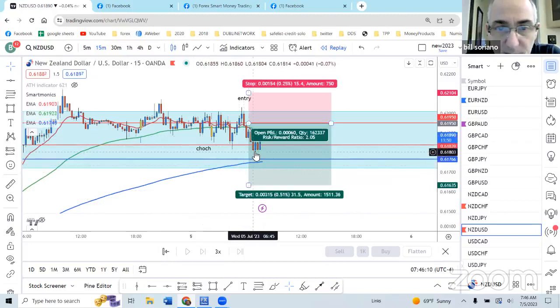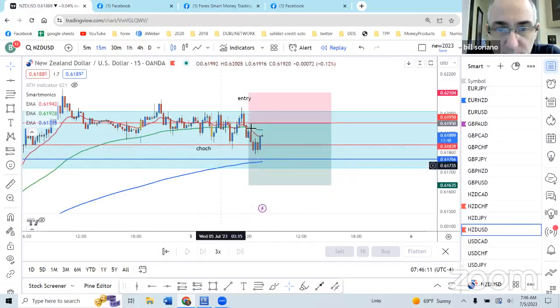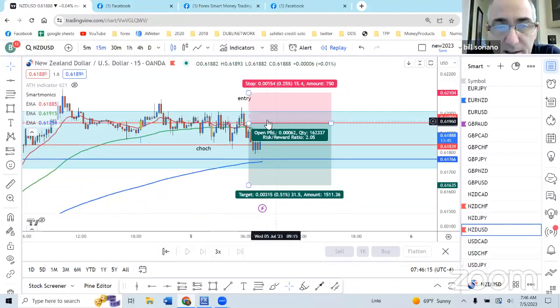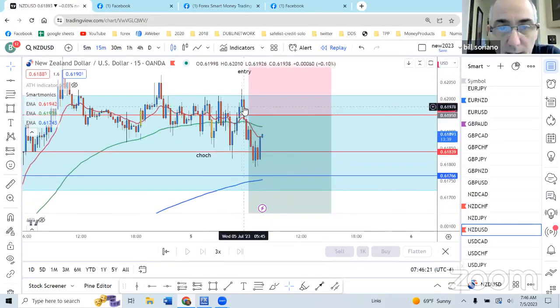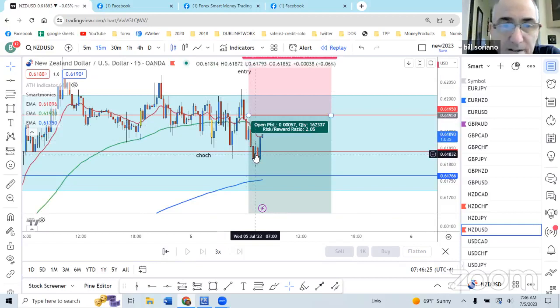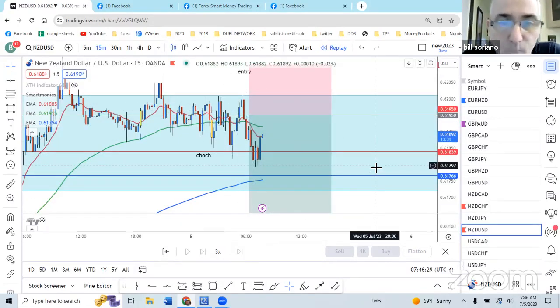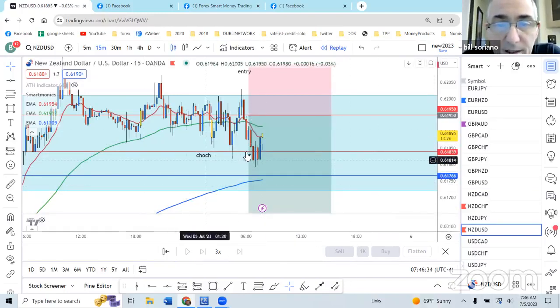So right there, we get that change of character, right? The break of structure to the downside. And that enables us to set our limit order at the order block responsible for that break of structure that causes the change of character. Now, we do have 2 order blocks to choose from here, okay? And if we pick this one here, that would be okay, it just doesn't give us the best entry.